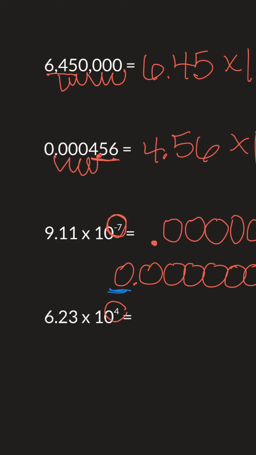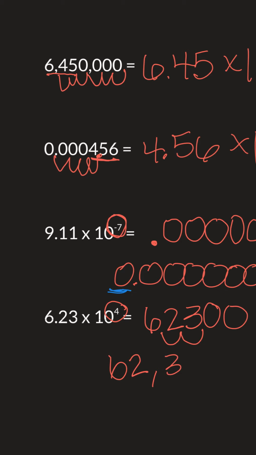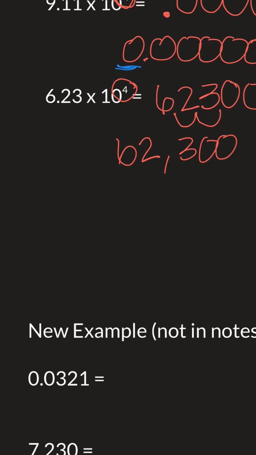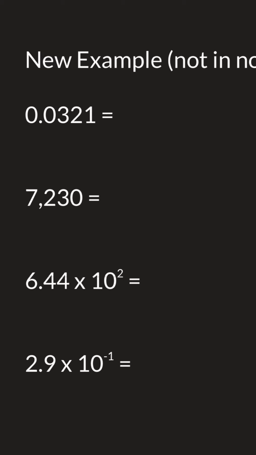This one has a positive exponent, which means we're going to make the number bigger with zeros behind it. So I'm going to write the 6, 2, 3, and then I have to do 4 jumps. So if the decimal was here, I'm going to do 1, 2, and I need 4 jumps. That means I need 2 more zeros behind it. So the final number is 62,300. All right, now let's do some examples that were not in the notes to see what you understand.